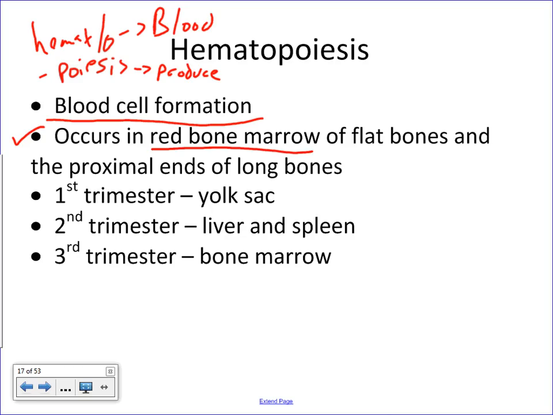Now, don't get in the habit of saying bone marrow. I see a lot of students do this. They want to say blood cells are produced in bone marrow. You're not 100% wrong by saying that, but remember, there are two types of bone marrow. There's yellow and red bone marrow, and yellow bone marrow is basically fat that fills up space in the shafts, or the diaphysis, of long bones. So it's the red bone marrow that takes part in this.